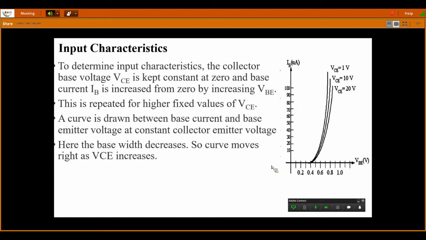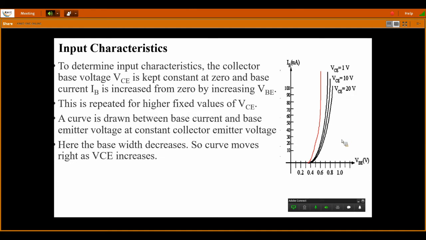Now, this is your input characteristics. On the y-axis we took the input current, which is the base current, and on the x-axis we took the input voltage, which is the base to emitter junction voltage, represented in volts. This will again give you an exponential curve, like a PN junction diode. The output voltage must be kept constant. Initially we took VCE as 0. Thereafter we took VCE as 1 volt, 10 volts, as well as 20 volts.